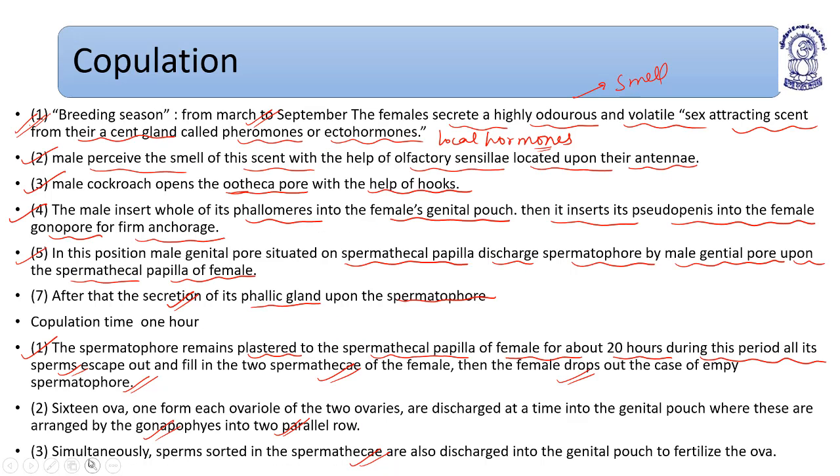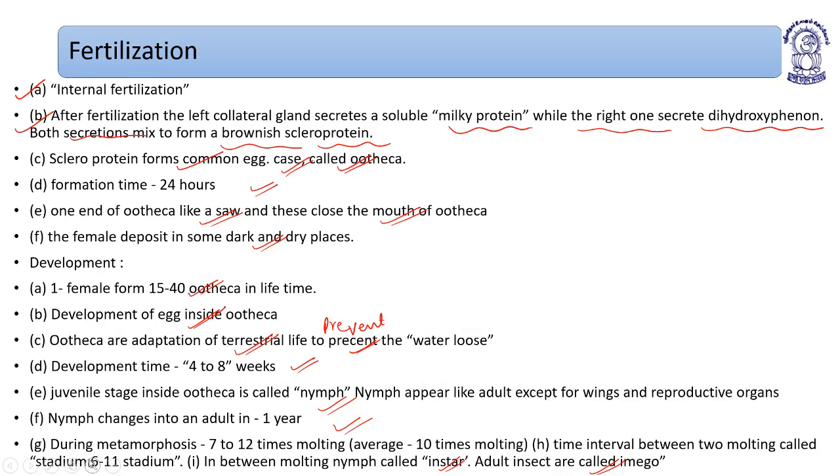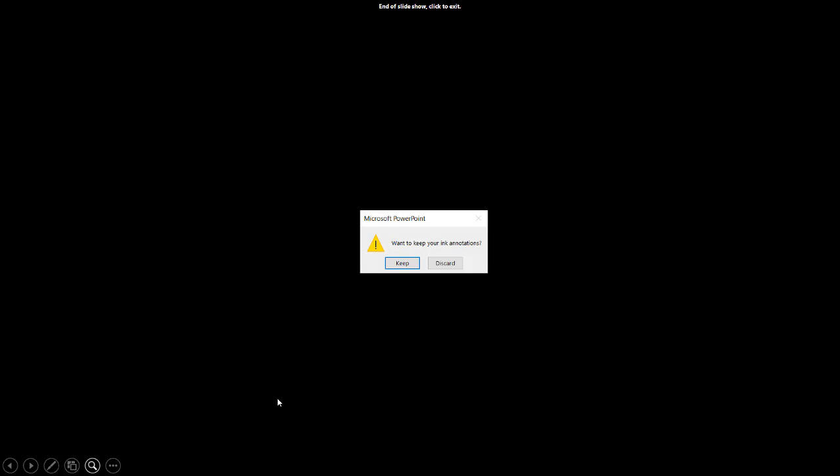Understood? So we have done the morphology and the anatomy of the cockroach. Please go through the slides, especially the fertilization and all.